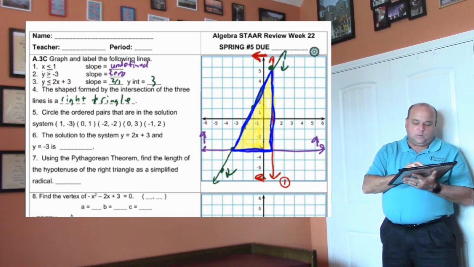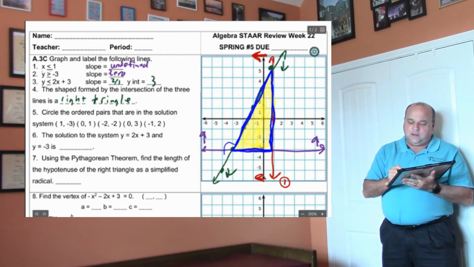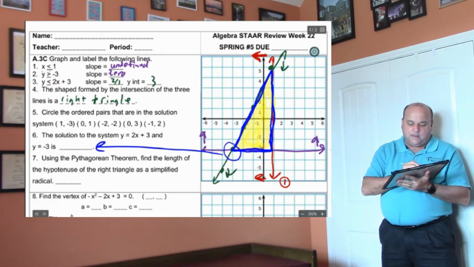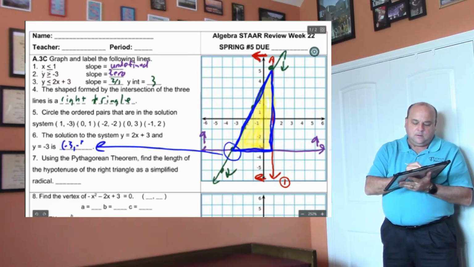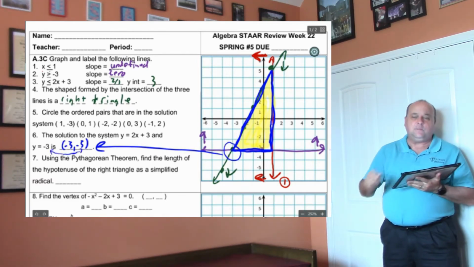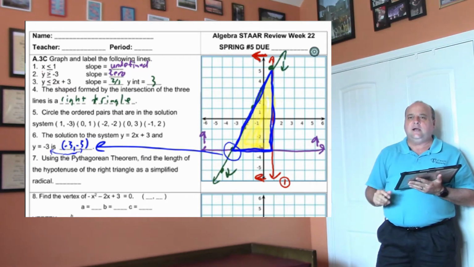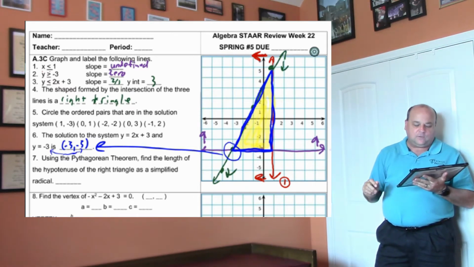Okay, the solution to y equals 2x plus 3 and y equals negative 3 is going to be this point right here. And that point would be what? Negative 3 comma negative 3? And remember, this number has got to be negative 3, doesn't it? Because the y is negative 3 in it. So negative 3 is going to happen every time on the y equals negative 3 line.